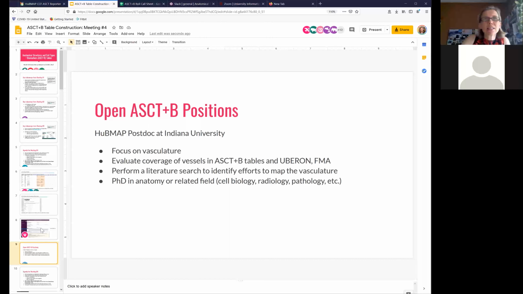I added another slide here because there might be positions that are specific to ASCT+B tables. And I think Griffin is trying to hire the best postdoc he can get. And we have the position available right now. Griffin, do you want to tell a little bit more about this position?